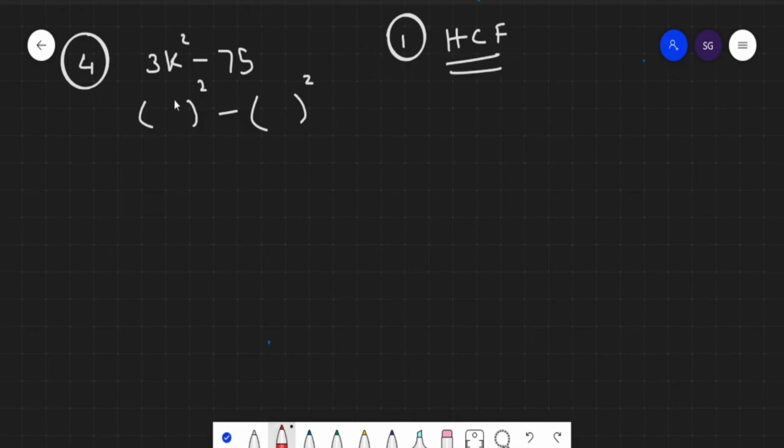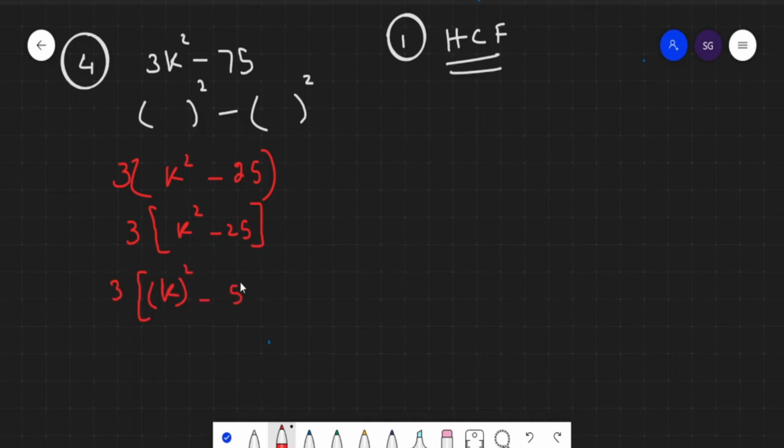So I'm going to first take out 3 as common, because 3 can divide both of these numbers. So 3 times k squared minus 3 times what is 75? This would be 25 here. So now we have this situation, k squared minus 25. And at this stage, you can easily identify that k squared is the square of k, and 25 is the square of 5. So there we are. Once the structure is obtained, you can write it as the product of their sum and difference, k plus 5 and k minus 5, and that's factorization done.